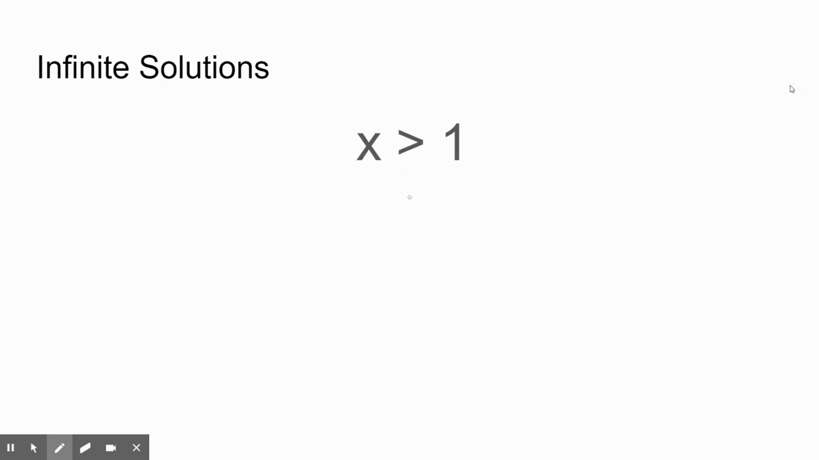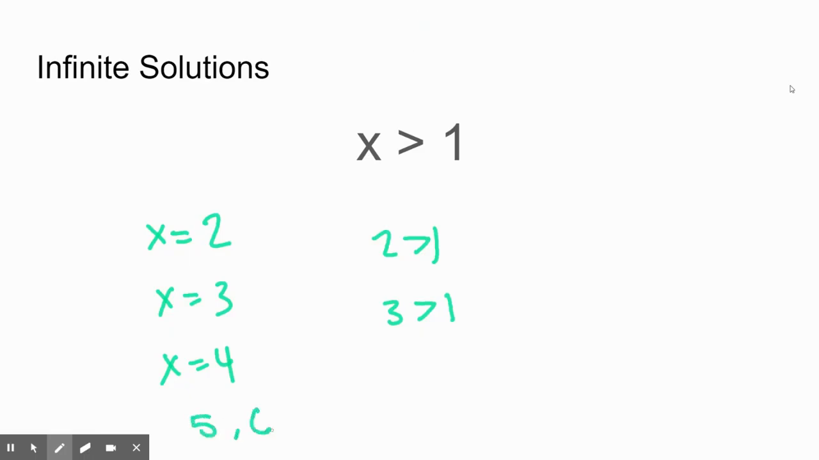For example, in this inequality, we have x is greater than 1, so x could be 2. Right? 2 is greater than 1. X could also be 3, because 3 is greater than 1. X could be 4, because x is greater than 1. You can keep going, 5, 6, 7, 8, etc. You could keep going, and it would still be a solution as long as it's bigger than 1.